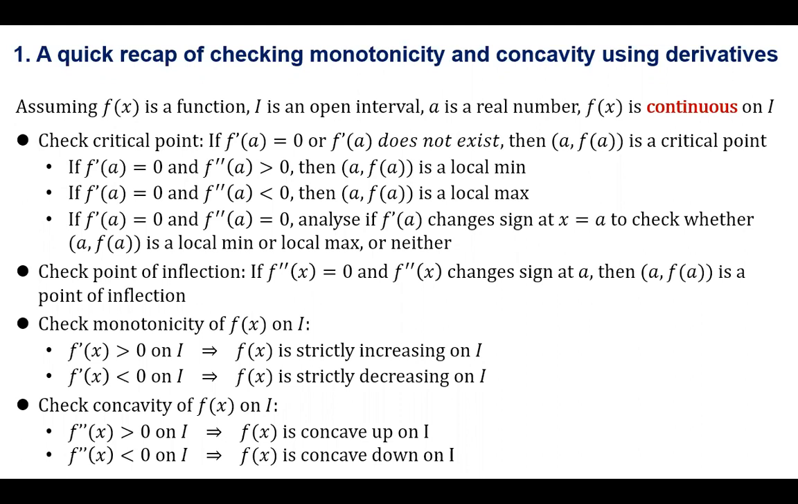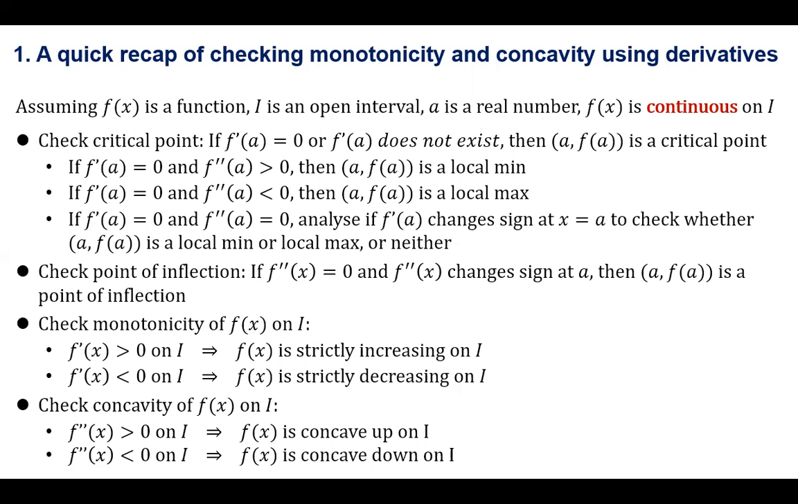And if the first derivative at a is 0 and the second derivative at a is also 0, we cannot immediately determine whether this is a local minimum or local maximum. Instead, we should analyze if the first derivative changes sign before and after this point, right? To check whether a is a local minimum or local maximum.